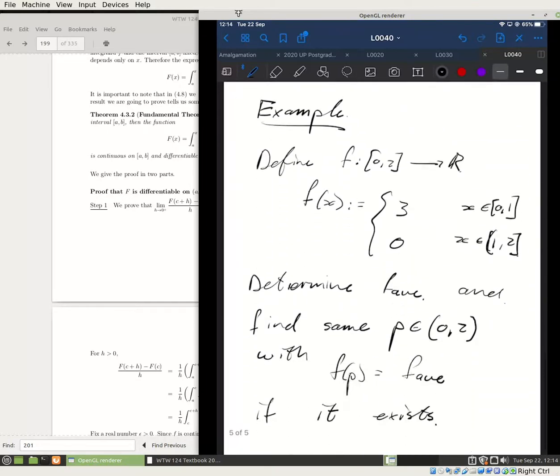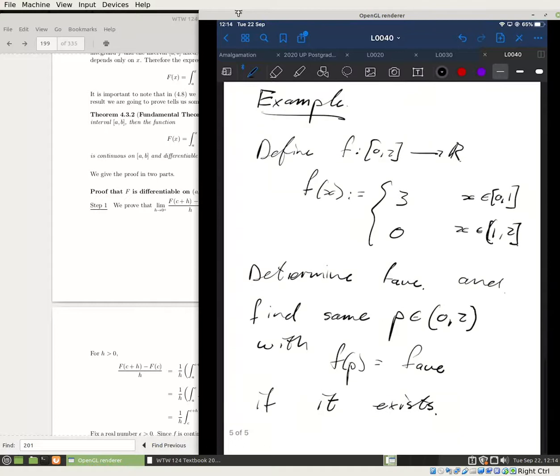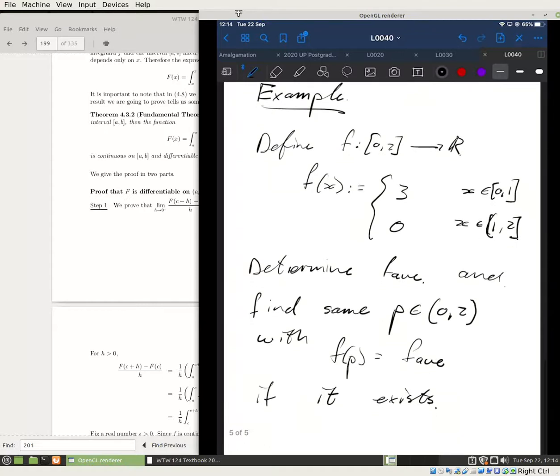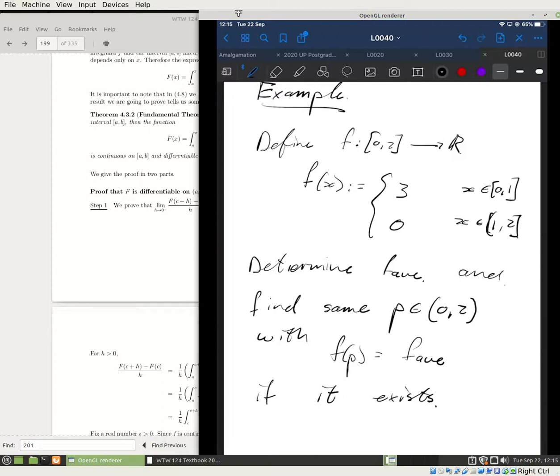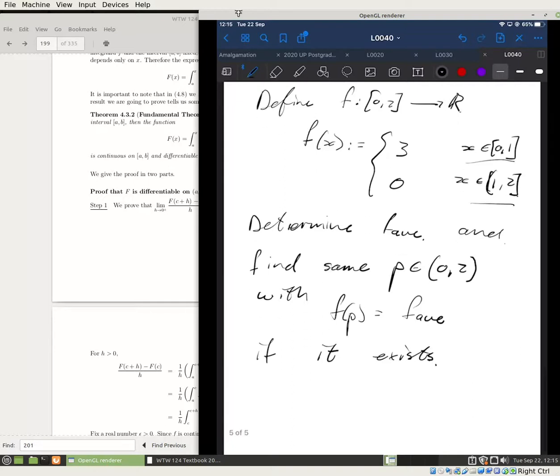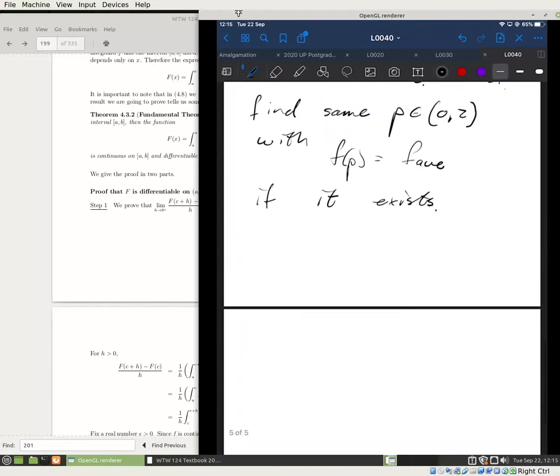Let's take a look at the next example. So here we've got a function f, which is defined piecewise. So f is defined on the closed interval 0 to 2. It is defined to take on the value 3 on the unit interval 0, 1, and 0 on the interval 1 to 2. Determine the average value and find some p in the open interval 0 to 2 with f of p equal to the average value. So let us determine the average value.